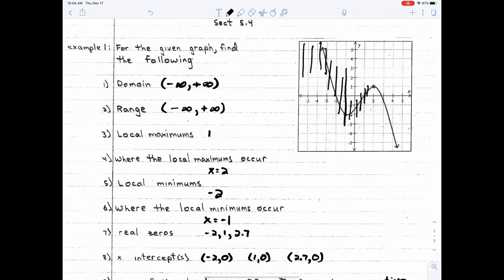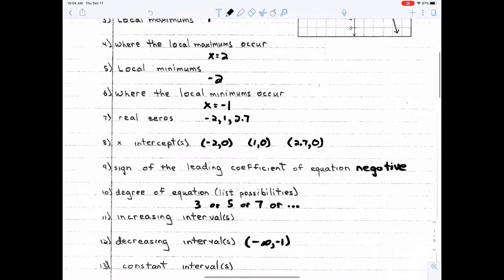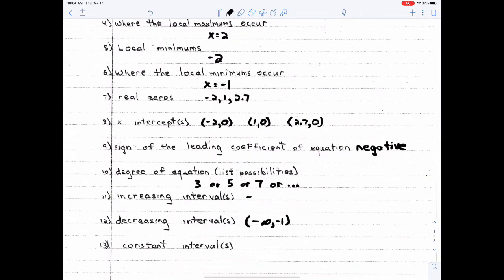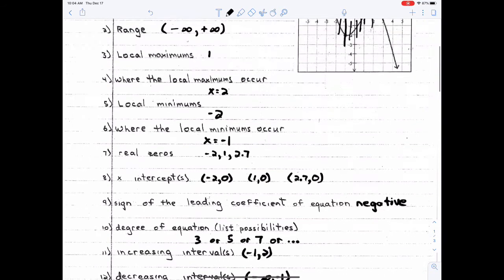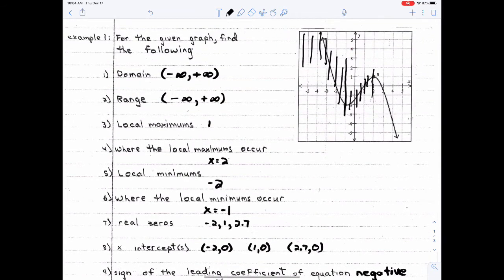Where does it stop going up? Right here at 2. So it's going up from -1 to 2. Well, what does it do then? Then it starts going down. And it goes down to where? Not -infinity. Don't look at the arrow.